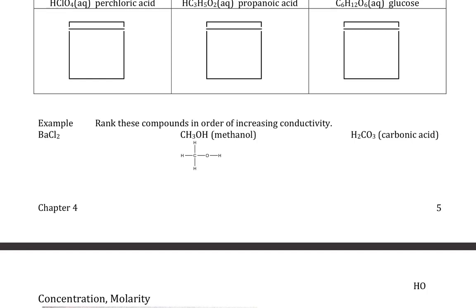Methanol does readily dissolve in water. Think about whether it becomes ions. Compare it to ethanol. And our last one is carbonic acid. So check out whether it's on that list. Decide about how many ions it forms in comparison to the other two. So in that sense, rank them from the dimmest glow to the brightest, because that's in order of increasing conductivity.